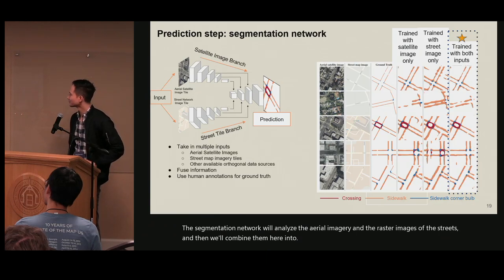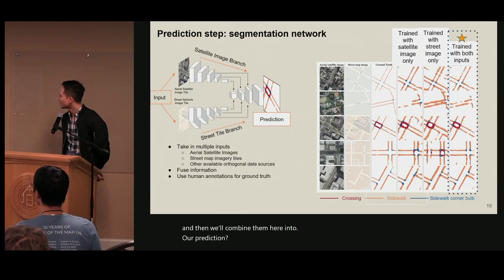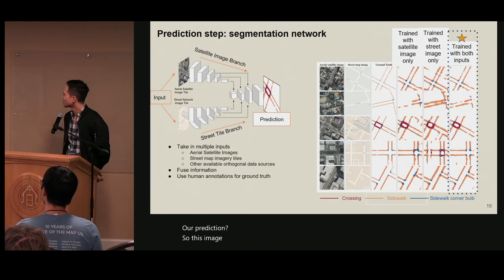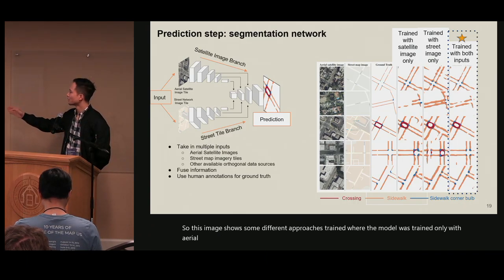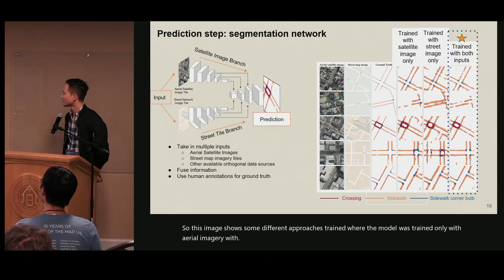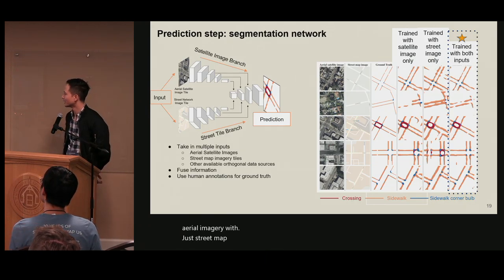our prediction. So this image shows some different approaches where the model was trained only with aerial imagery, with just street map imagery, and when we combine them and train them with both.